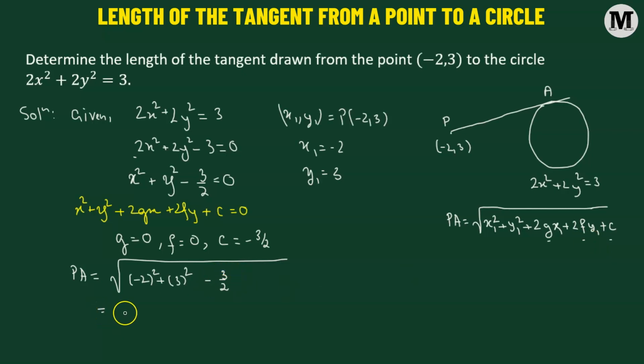So let's compute this. It is the square root of (-2)², that's 4, plus 3², that's 9, minus 3/2. So we have 13 minus 3/2, which gives the square root of 23/2, and this is the length of the tangent drawn from the point P to the circle.